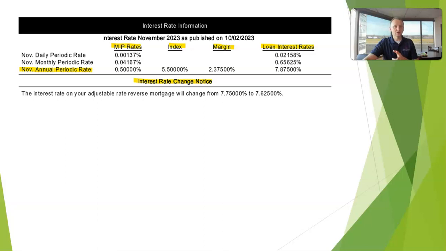The index and margin are the calculation of what the lender is using to determine your interest rate. The actual loan interest rate is over here on the far right. And so, again, right here, this bottom far right corner, that's what your total interest rate is. And then right below that, you'll see if you do have any adjustments coming on your mortgage, it'll tell you when and what will be changing. Right now, interest rates are coming down, and so you're likely going to see some improvements on your statement from month to month.